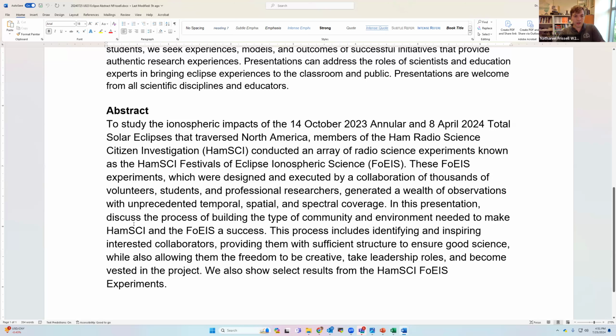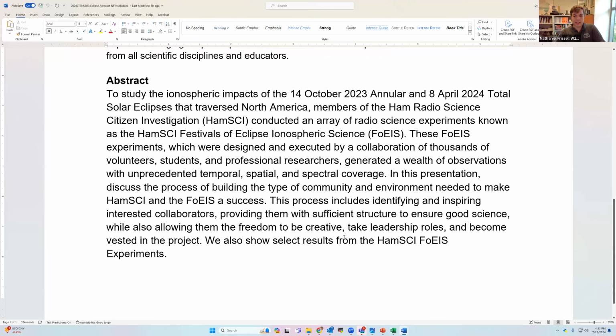In this presentation, we discuss the process of building the type of community and environment needed to make HamSCI and the FOEIS a success. This process includes identifying and inspiring interested collaborators, providing them with sufficient structure to ensure good science, while also allowing them the freedom to be creative, take leadership roles, and become vested in the project. We also show select results from the FOEIS experiments.